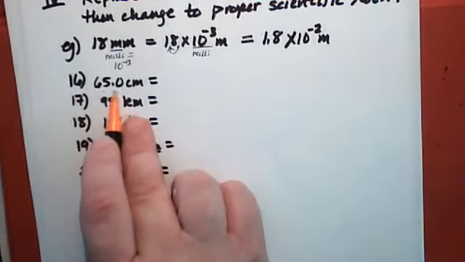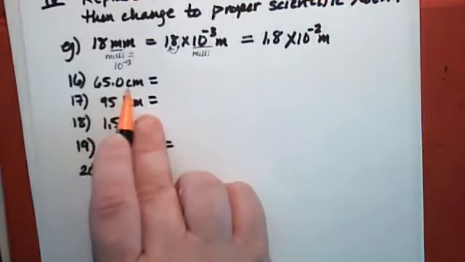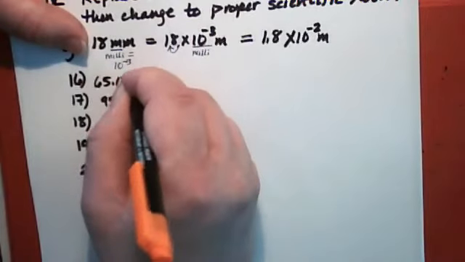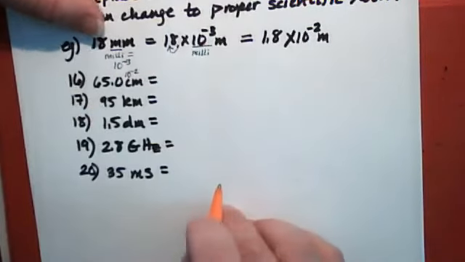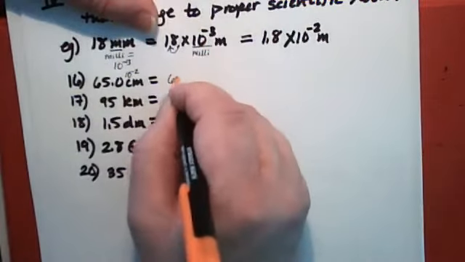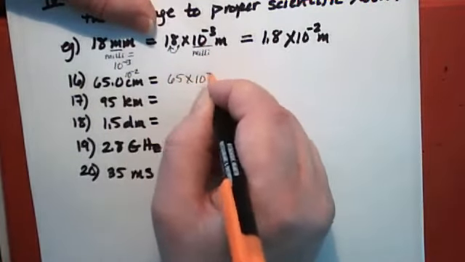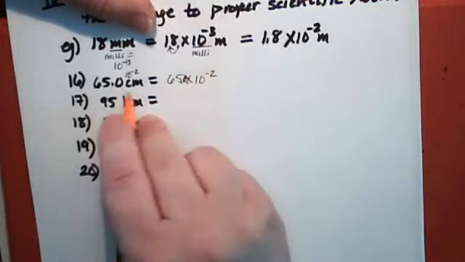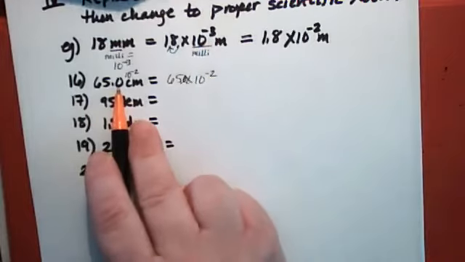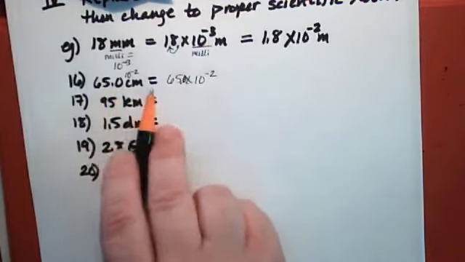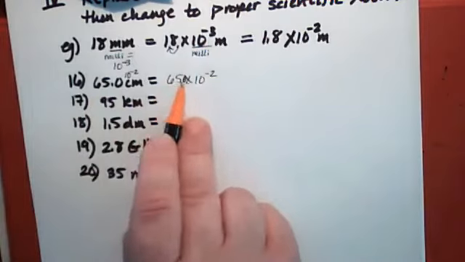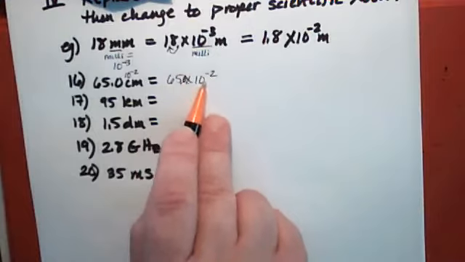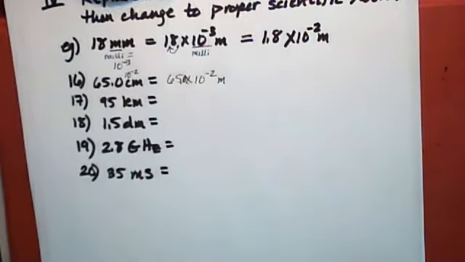For the first one, we've got 65 centimeters. Centi means 10 to the minus 2. So 65 times 10 to the minus 2, 65.0. You want to maintain the number of significant figures. That 0 at the end is significant because there's a decimal point. So that means this is 3 significant figures, so your answer should also be 3 significant figures. So it's 65.0 times 10 to the minus 2 meters.